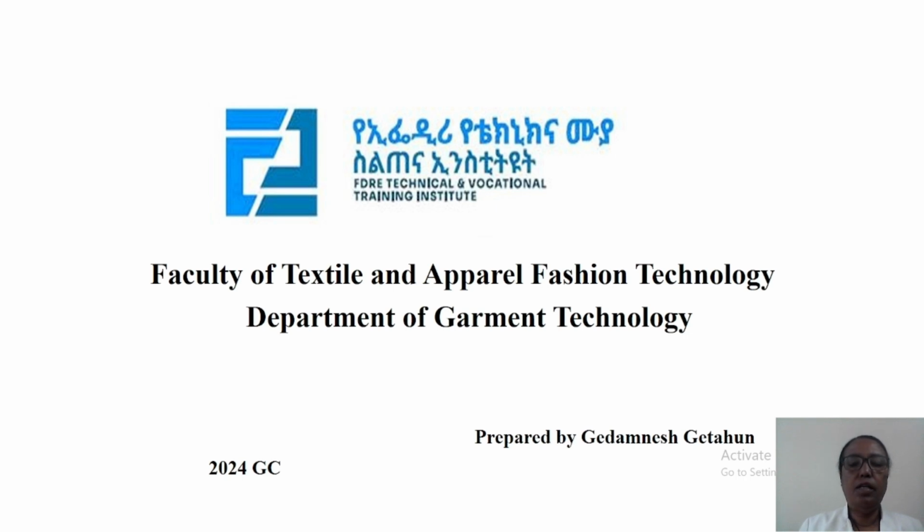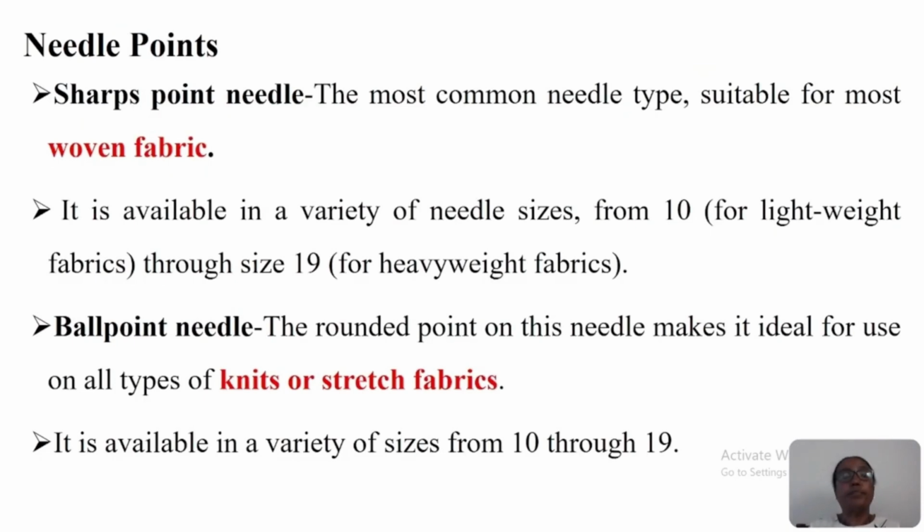Hello everyone. Now we are going to see needle points. Needle points: sharp point needle and ball point needle. Most of the time, a sharp point needle is the most common needle type, which is suitable for woven fabric. It is available in a variety of needle sizes, from lightweight to heavyweight: a lightweight size number 10 and heavyweight size number 19.